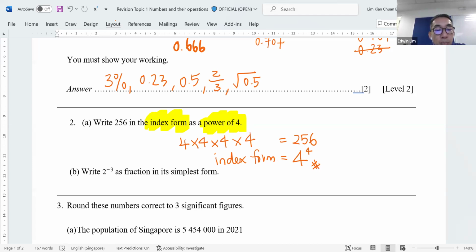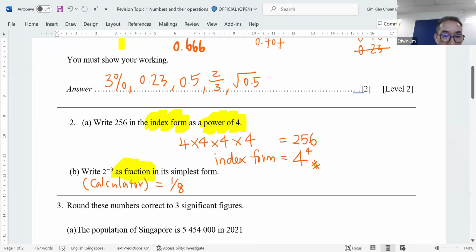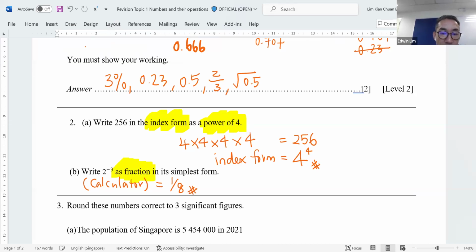Right? 2 to the power of -3 as a fraction in its simplest form. For this question, use the calculator. All right, key in 2 to the power of -3. We'll get 1/8. Something to take note. All right, they are asking you as a fraction. So your answer needs to be a fraction. Something to remind you.